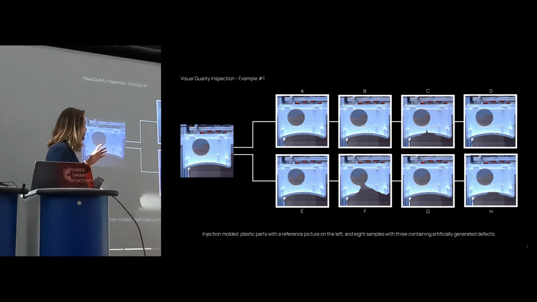So maybe I'm going to give you a few examples. Sorry about the quality of the images, but let's start here, okay? These are images from one of our customers. Some boxes that are made with plastic injection molding. I'm just going to go through the letters, and I want you to raise your hand if you think the picture contains a defect. Are you ready for it?